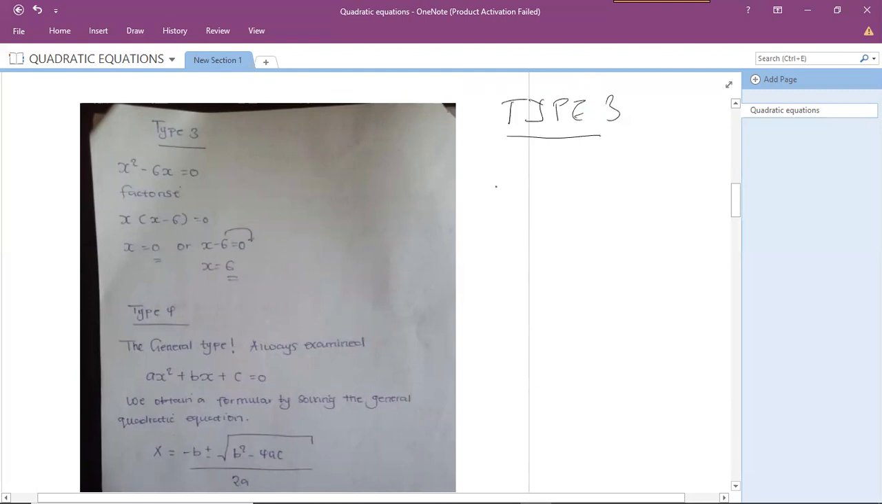So the one for type 3 requires you to factorize. So let's look at how type 3 looks like. x squared minus 6x is equal to 0.